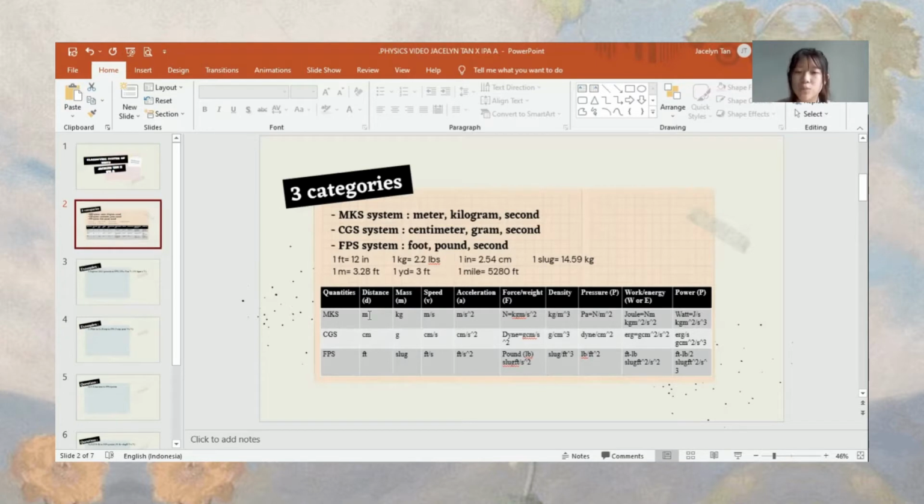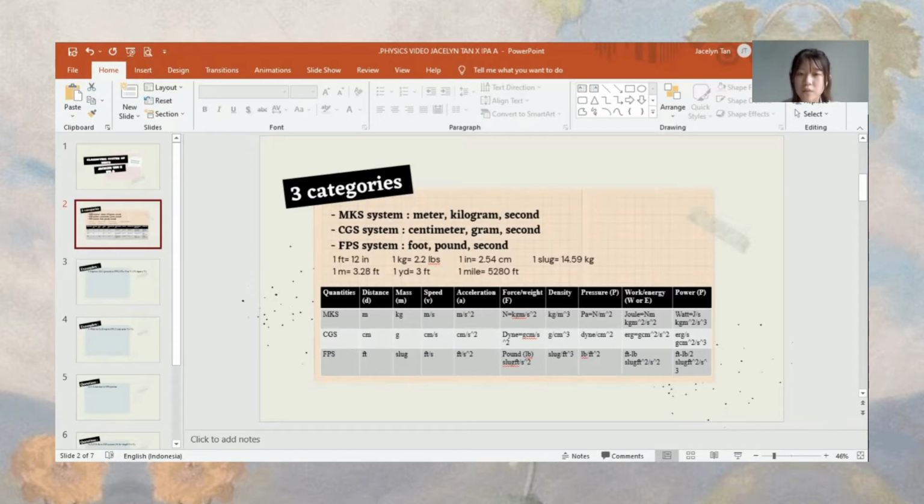So for the CGS form, distance is centimeter, mass is gram, speed is centimeter per second, acceleration is centimeter per second squared, force or weight is dyne, or gram centimeter per second squared, density is gram per centimeter cubed, pressure is dyne per centimeter squared, work or energy is erg, equal to gram centimeter squared per second squared, and power is erg per second, or gram centimeter squared per second cubed.